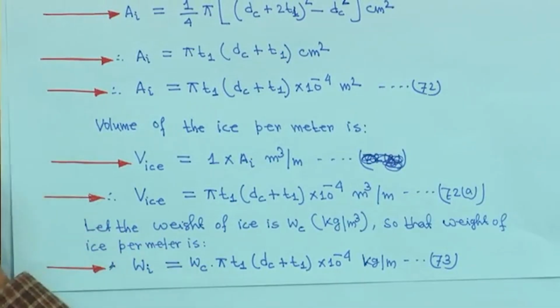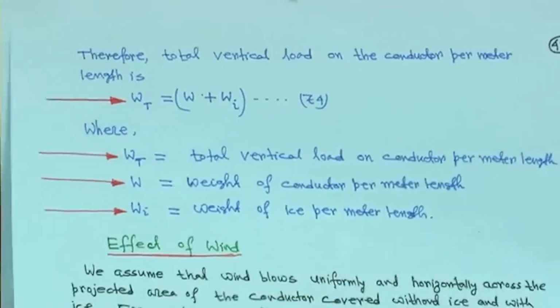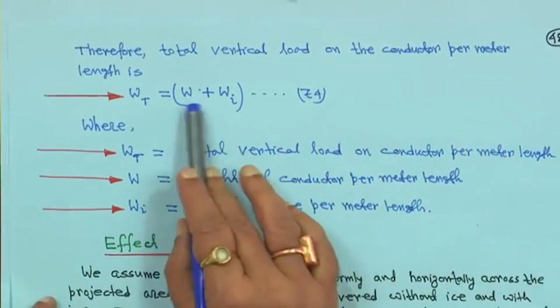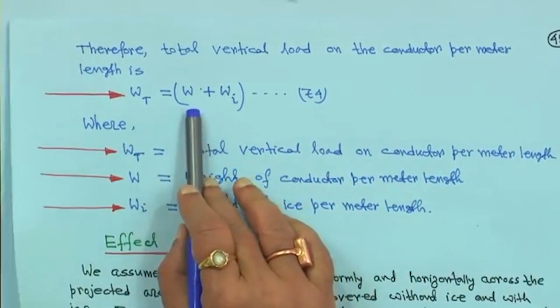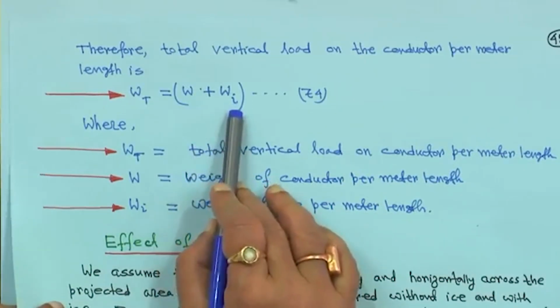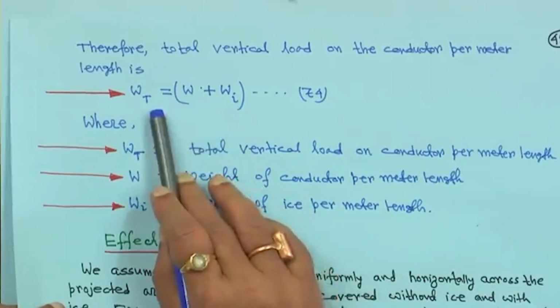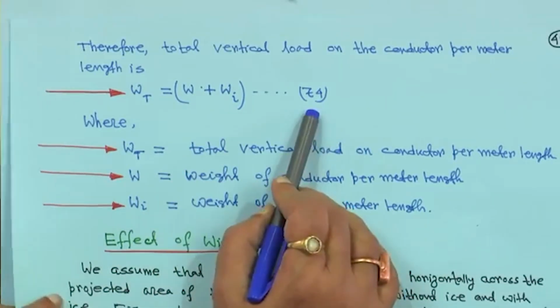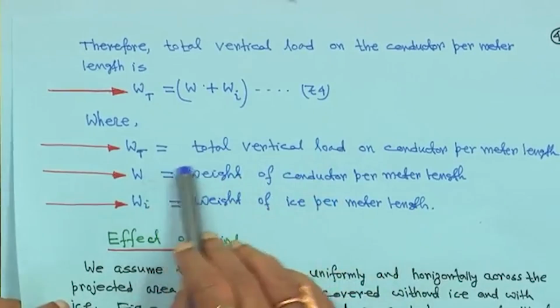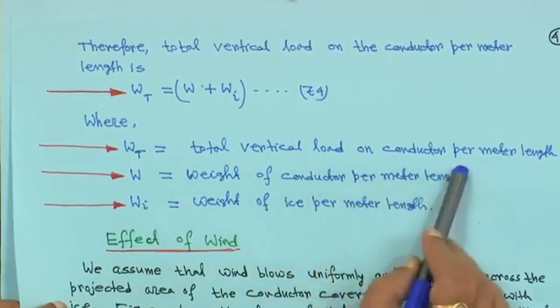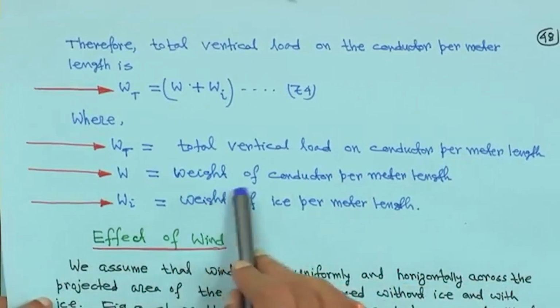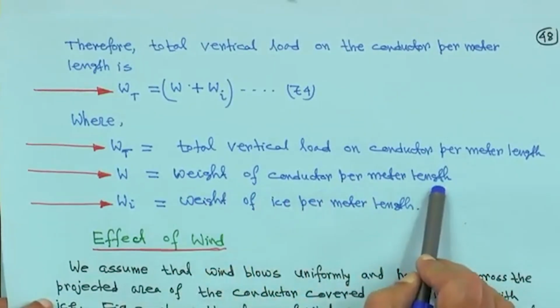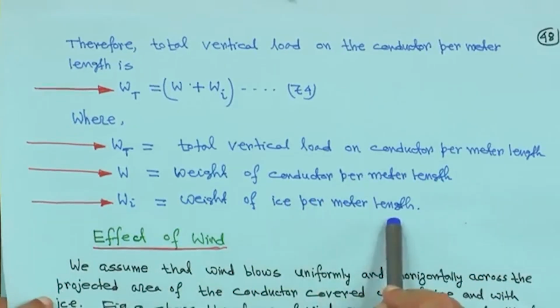But the total weight will be the weight of the ice and the weight of the conductor is also there, so you have to consider both. That means the total vertical load on the conductor, because conductor weight W we have seen in the previous example, and W i is the weight of the ice. So, W t is equal to W plus W i. This is equation 74, where W t is the total vertical load on conductor per meter length, W is the weight of conductor per meter length, and W i is the weight of ice per meter length.